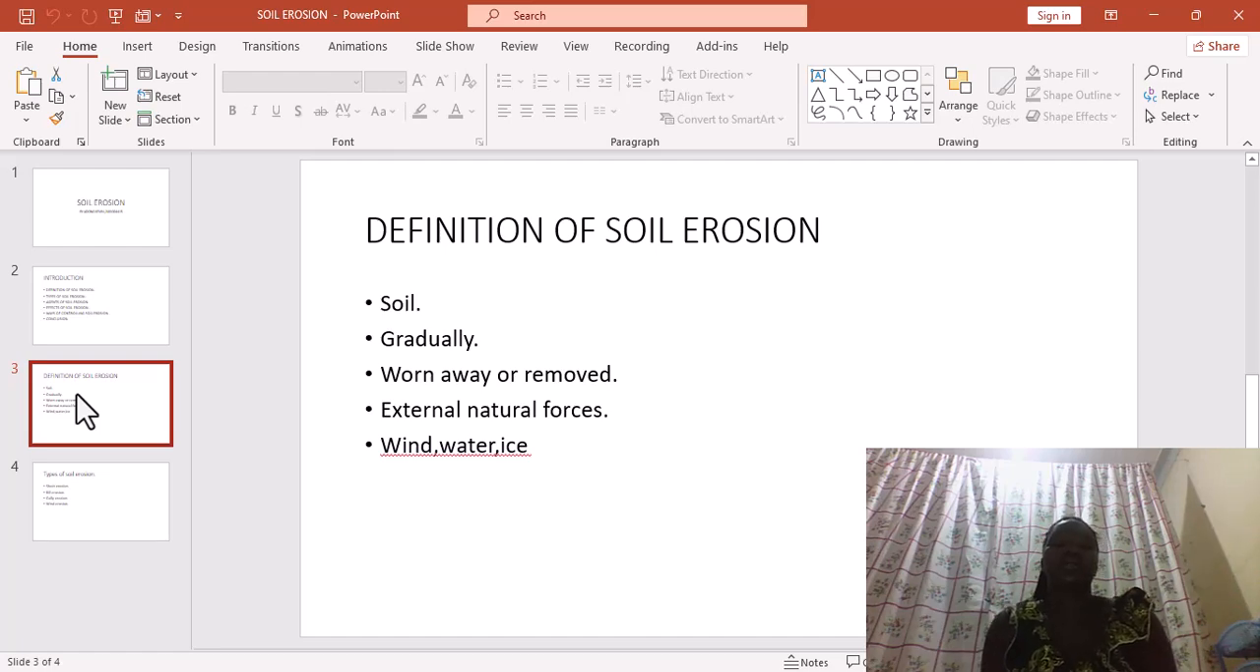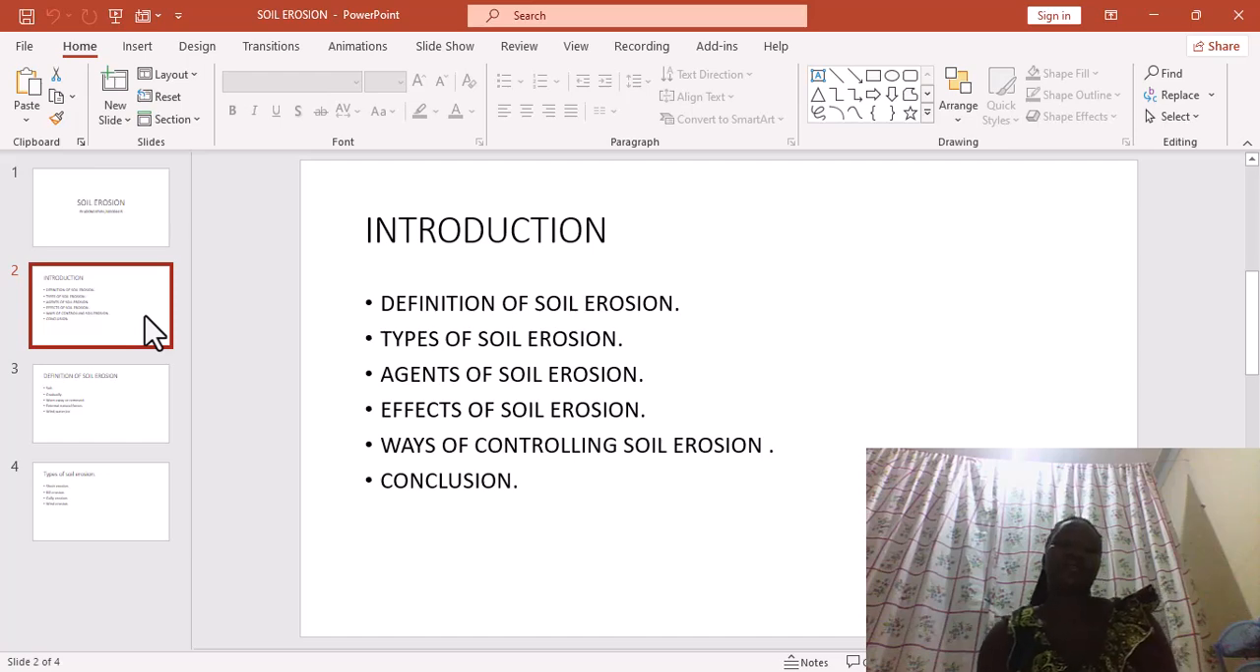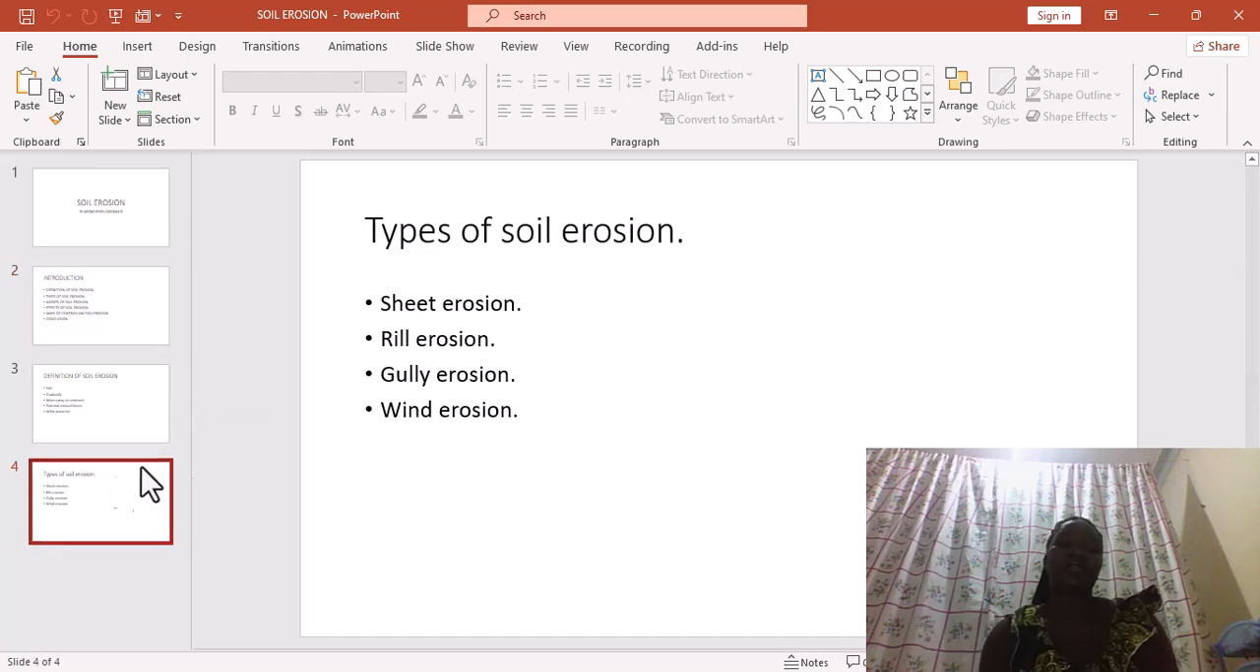For the definition of soil erosion, by definition, soil erosion is where the soil is gradually worn away or removed by external natural forces. Those external natural forces can be wind, water, ice. So that is what my third slide has. So in my fourth slide, I'll be presenting for you the types of soil erosion. So for the types of soil erosion, we have sheet erosion, rill erosion, gully erosion, and the wind erosion.